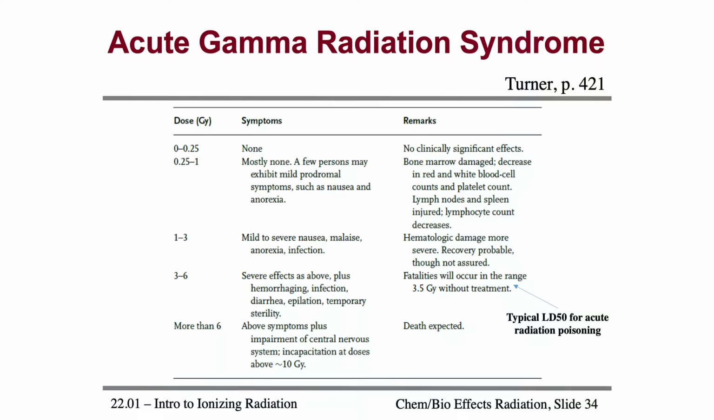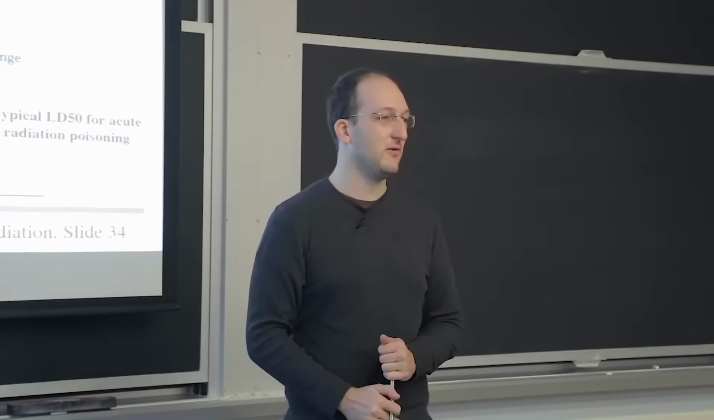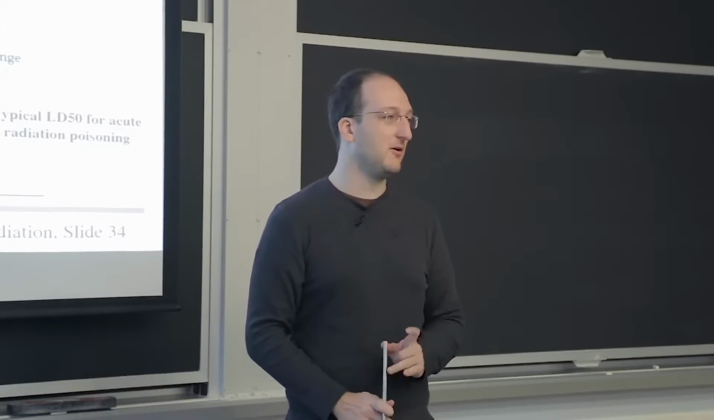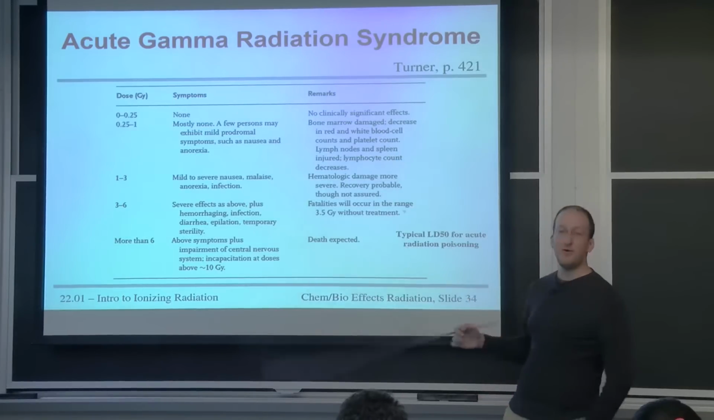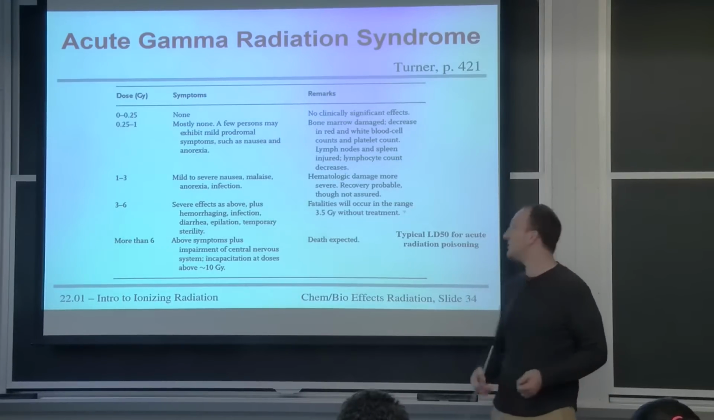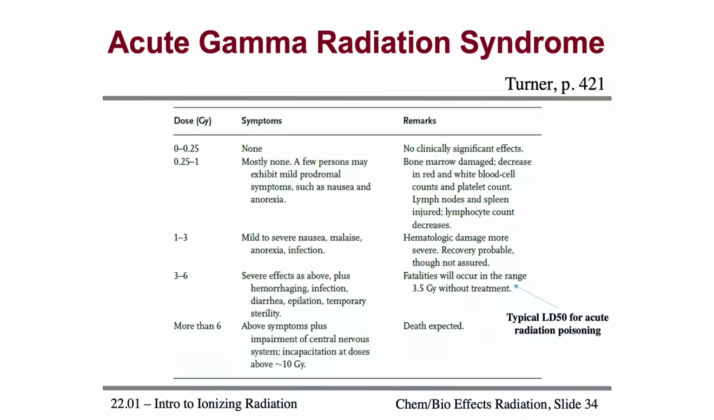Up to a gray, you'll start to see a few symptoms like nausea and anorexia. They probably tend to go together. If you're feeling gastrointestinally horrible, you probably don't want to eat much. And you will see things like bone marrow damage, like we talked about with the radium workers. Fewer red and white blood cells, less platelets, also means easier to bleed.